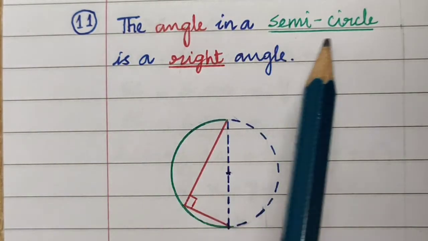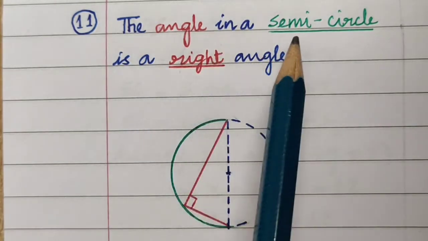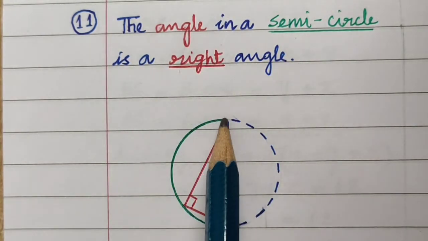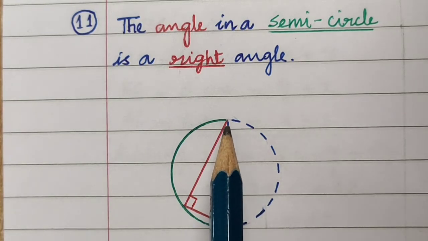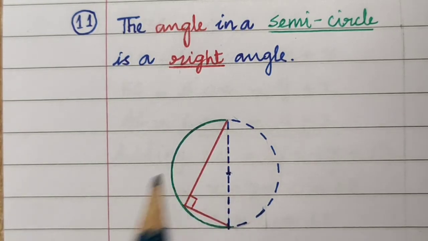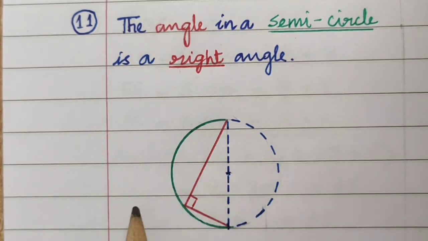The angle in a semicircle is a right angle. Let us consider this semicircle of this whole circle. We are taking the semicircle. This is the diameter passing through the center. Any angle on the semicircle is a right angle. See, this angle made here is 90 degrees.